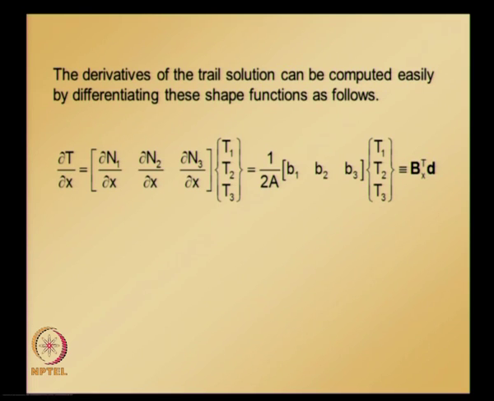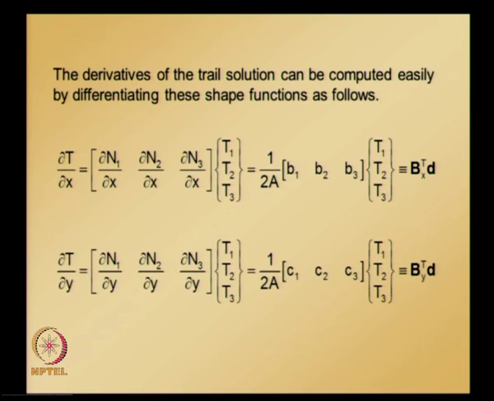You can see derivative of T with respect to x is a constant because B1, B2, B3 are all constant, and T1, T2, T3 are the nodal parameters, and A is a constant which is the area of triangle. So, finally, derivative of T with respect to x is constant. That is why this element is called constant strain triangular element, and similarly derivative of T with respect to y is constant, and it is going to be a function of C1, C2, C3, and each of these can be compactly written as Bx transpose D, By transpose D.